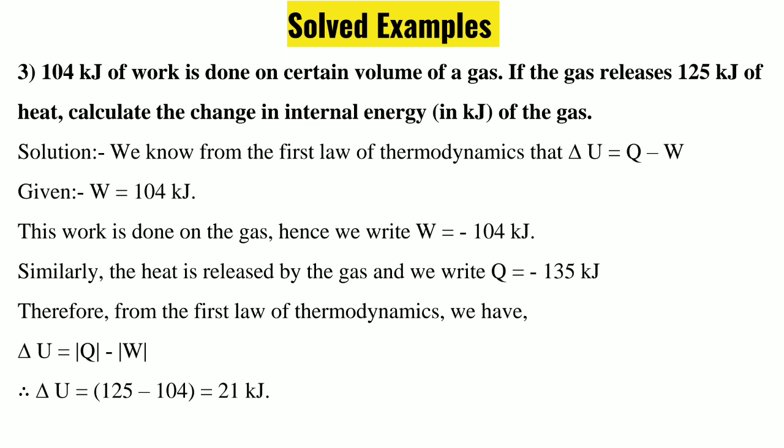What they are telling is that work is done on a certain volume of a gas. As work is done on the gas, work done will be taken as negative. It is minus 104 kilojoule. And heat is released. Heat is released means heat is given out, so Q will also be negative.